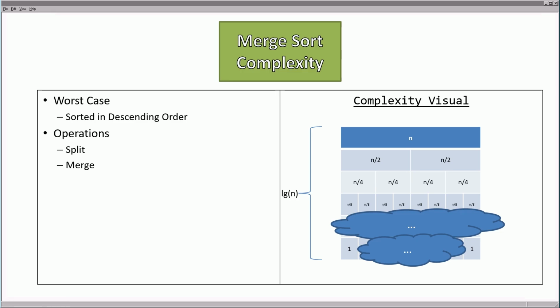Now at each one of the levels, we are merging those values back together. As you can see right here, if we add together all of these values, this is going to correspond to n. n half plus n half is also n. n quarter, n quarter, n quarter, n quarter is all n. If we add each one of these rows together, when we merge them, it's effectively going to be n.